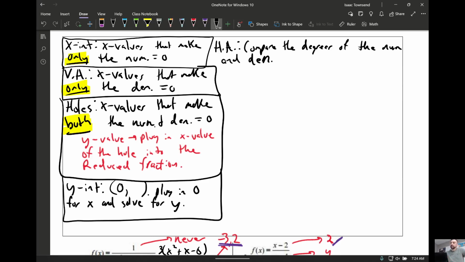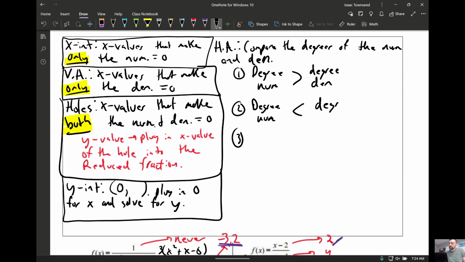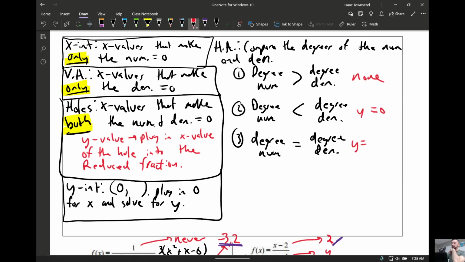And then there's three scenarios that could happen. Either the degree of the numerator could be bigger, or the degree of the denominator could be bigger, or the degrees could be equal. Three possibilities. So when the degree of the numerator is bigger, you do not have a horizontal asymptote, unfortunately, because that helps us with our graphs quite a bit. If the degree of the denominator is bigger, it's y equals 0. And when the degrees were equal, it will be y equals leading coefficient of the numerator over leading coefficient of the denominator.